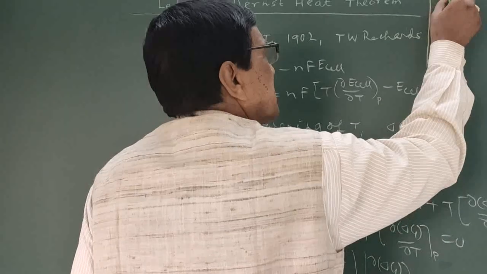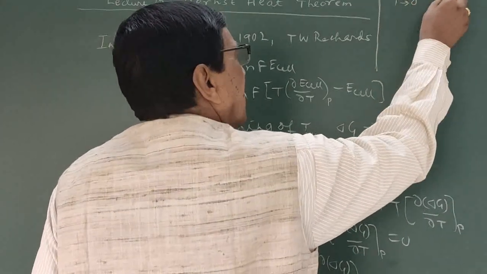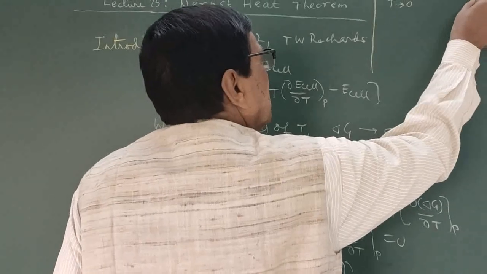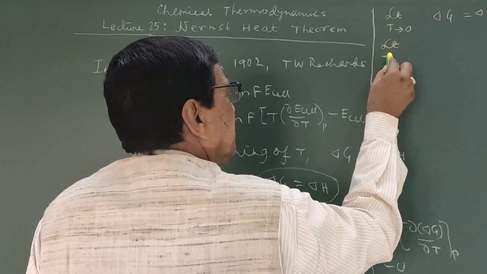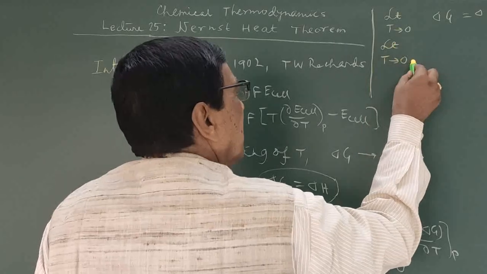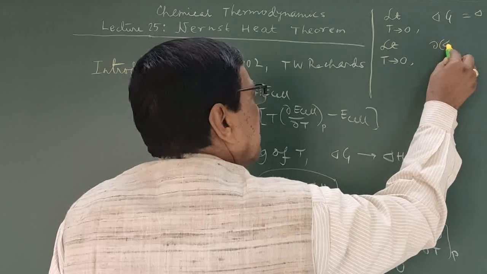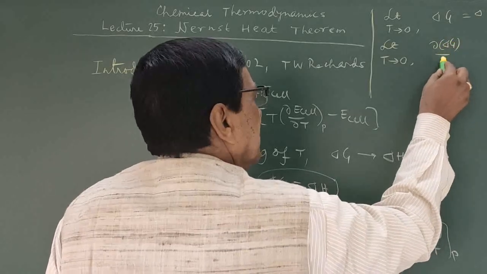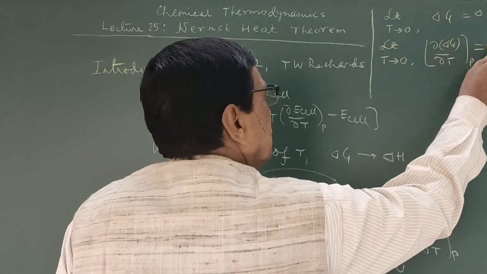So these are the conclusions. First conclusion: limit T tends to 0, delta G equals delta H. And second conclusion: limit T tends to 0, del delta G by del T at constant pressure is equal to 0.